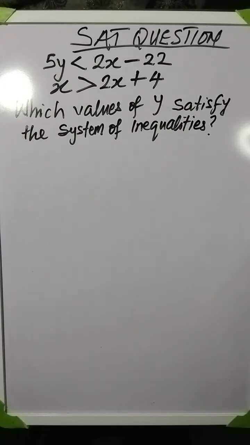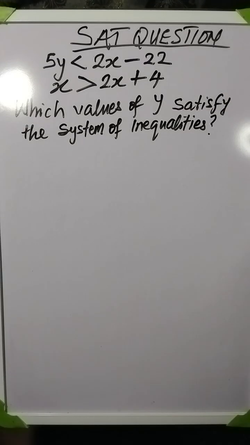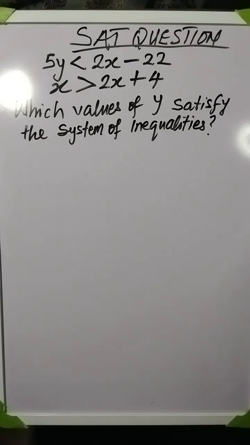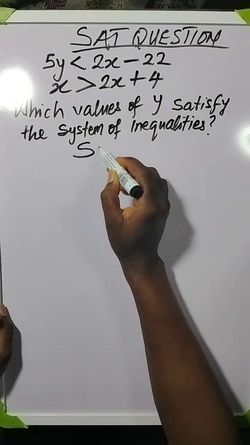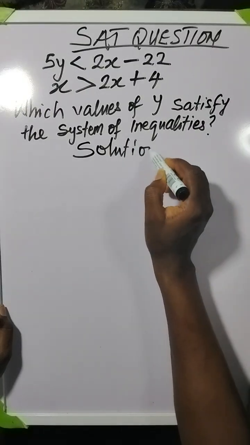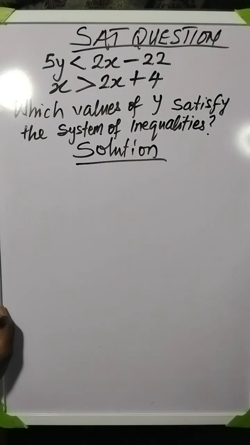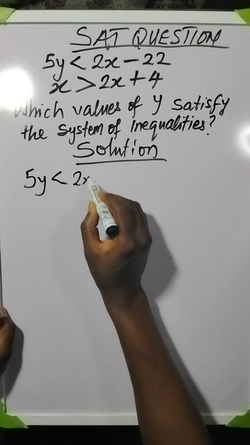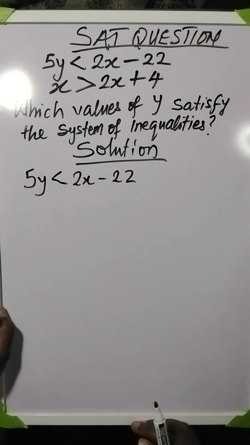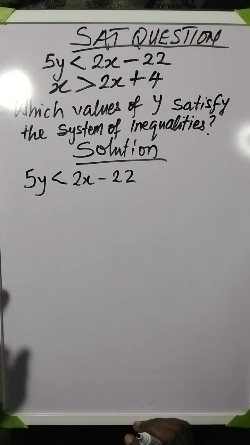All right, so we are given a system of inequalities and we are required to find the value of y that satisfies the system of inequalities. There are options there. I didn't write out the options here, but let's look at our solution. Now, this is comparable to a system of equations. So look at the first inequality: 5y is less than 2x minus 22. There's pretty much nothing I can do unless I'm going to graph this.